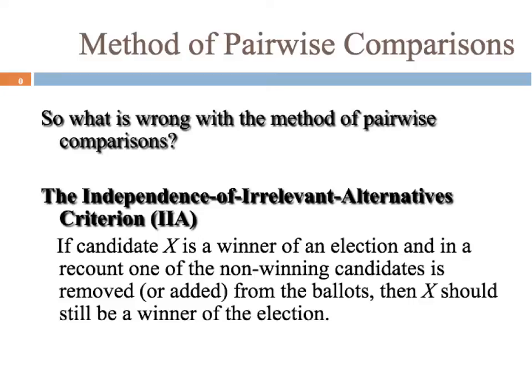So I know that's a mouthful. You can just call that the IIA criterion. If candidate X is a winner of an election and in a recount, one of the non-winning candidates is removed or added from the ballots, then X should still be a winner of the election. Okay, so if someone drops from the race or is added, the winner should still be the winner.